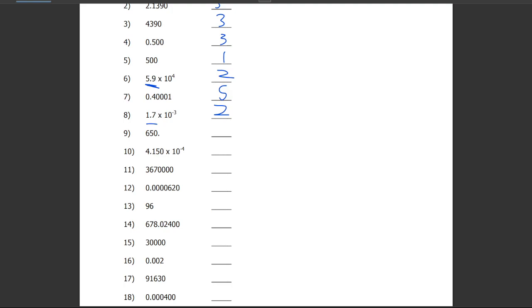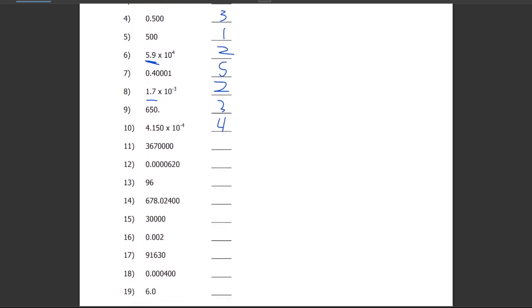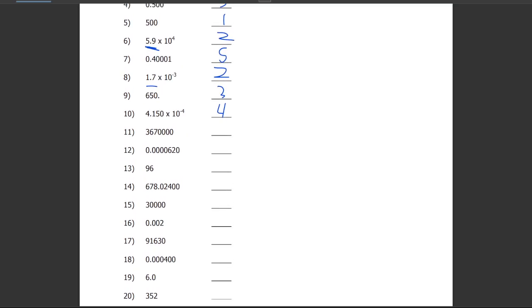Number 9, this one's a tricky one. So 650 point. There was nothing after the decimal point. But that decimal point makes it so that that trailing zero becomes right before a decimal point, making it significant. So this would actually have 3 significant figures, and that is how you can play around a little bit with rounding. We have number 10 here, 4.150 times 10 to the negative fourth. This would have 4. That 0 is trailing after a decimal point. Leaves us with 4. Any others I want to do? I don't think so. So that is significant figures part 1. In lesson 3.2, we will cover how to use significant figures in operations, mathematical operations.